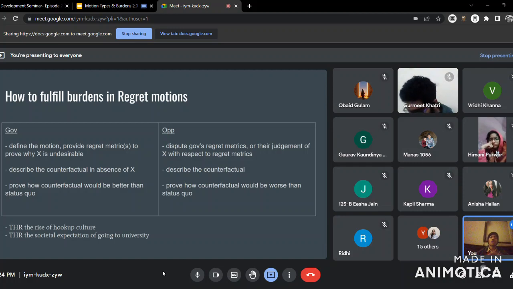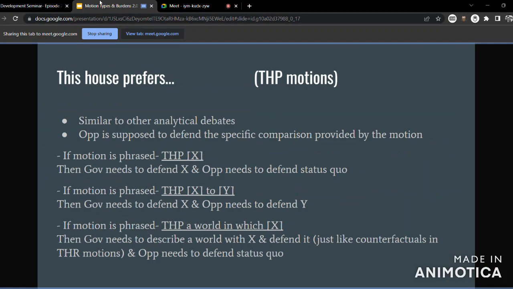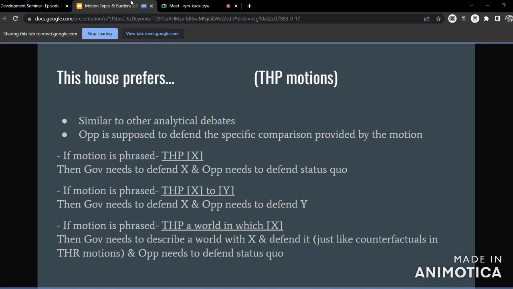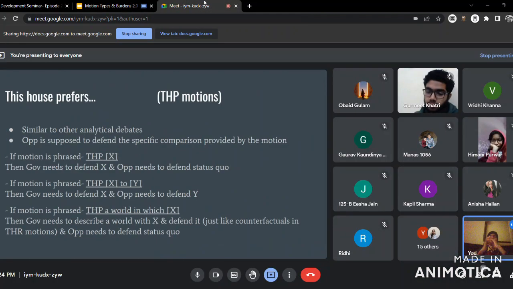Then you describe a world without X, which is your counterfactual, and then you prove how that counterfactual would be better than the status quo. On opposition, you can dispute their regret metrics, that no, this is not a reason for you to regret something, or you can agree with their metrics but say that okay, your metrics are fine, but we don't think that the thing you're regretting leads to those problems that you're worried about. So we don't need to regret that. And then you describe the counterfactual and prove how that counterfactual would be worse than the status quo. So this is all about regret motions.